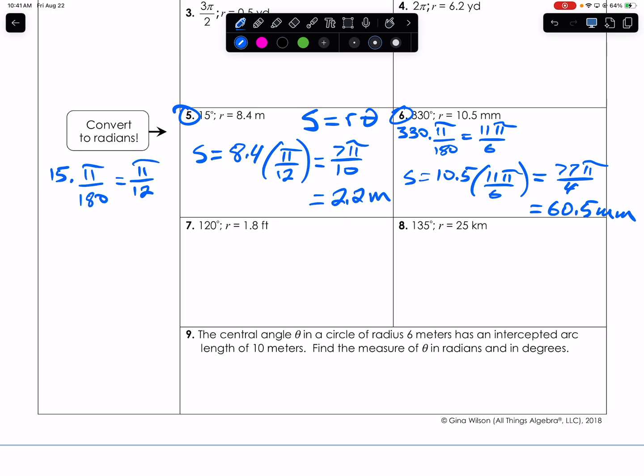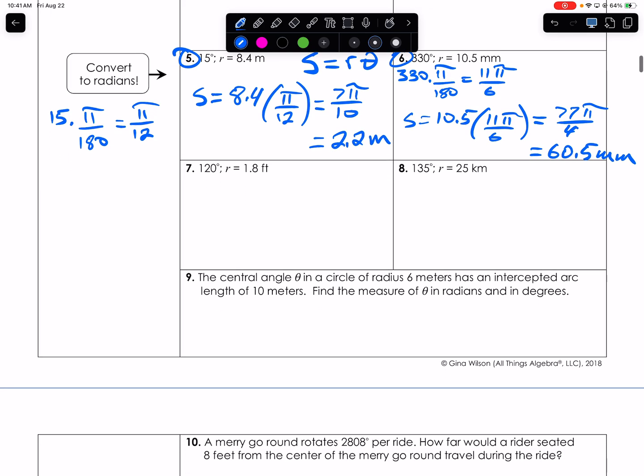All right, we're going to do number 9 next, because we don't need to keep doing the same thing over and over again. So we got a little circle. That's not a circle. Okay, we got this. This one is kind of funky. So we got this. Our radius is 6. The measure of the intercepted arc is 10.